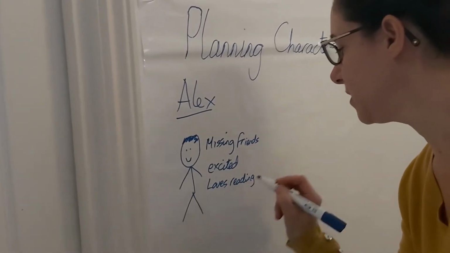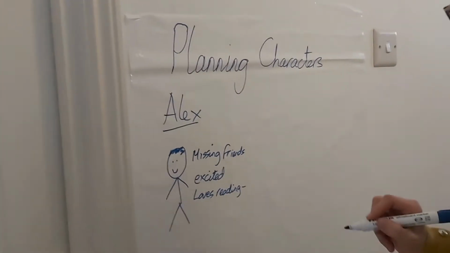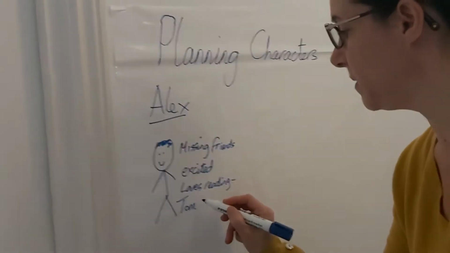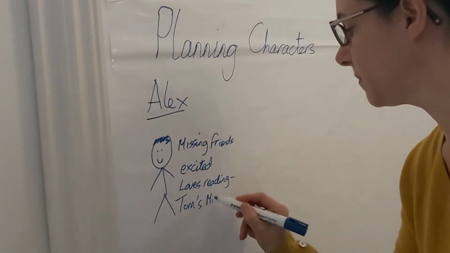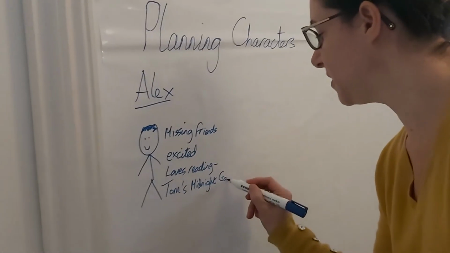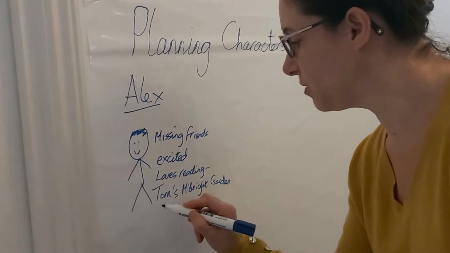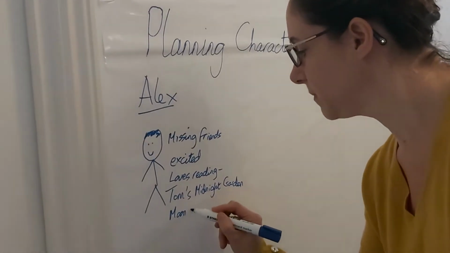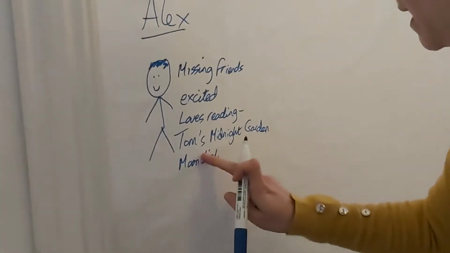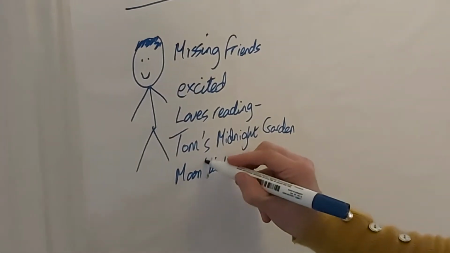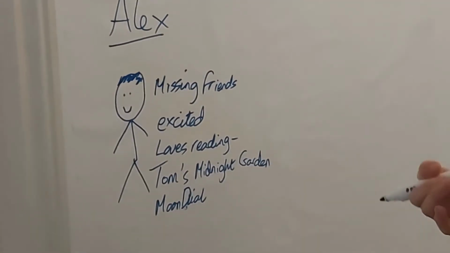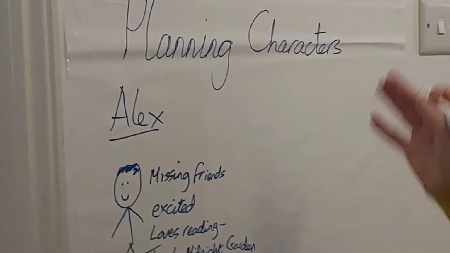And he's read, I'm going to leave some space for my other character here, Tom's Midnight Garden that I mentioned earlier. And that's about going back in time. Maybe he's also read something like Moondial. Also very similar to Tom's Midnight Garden. That's why I thought of it. Moondial should be a capital because it's the name of the book. Also a similar sort of book, going back in time. Maybe some other, you might think of something else that's relevant.